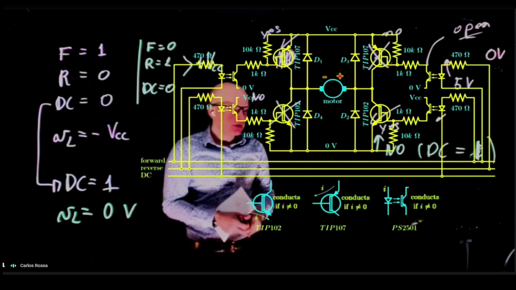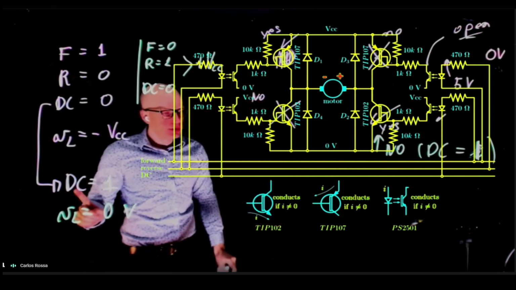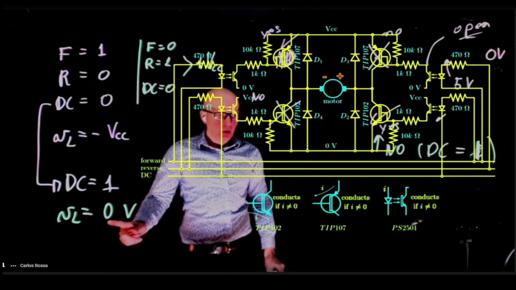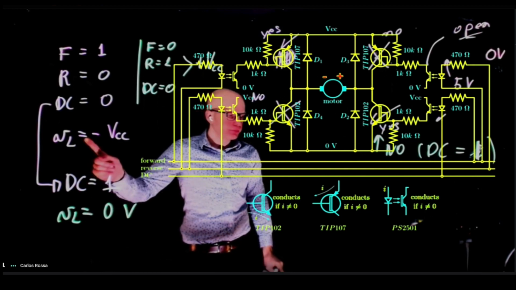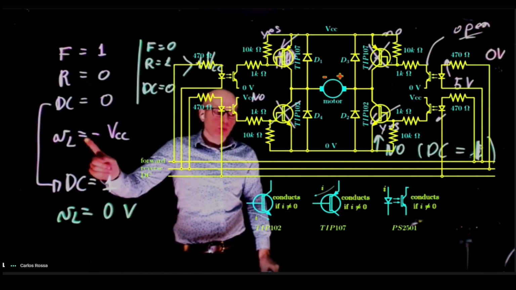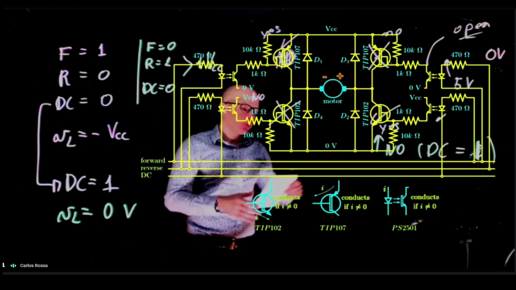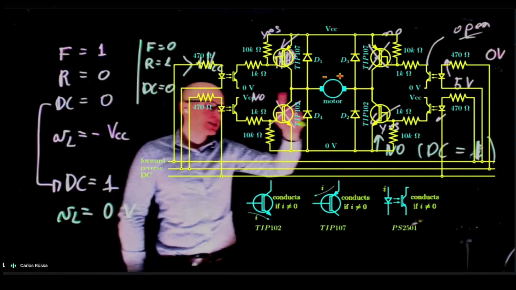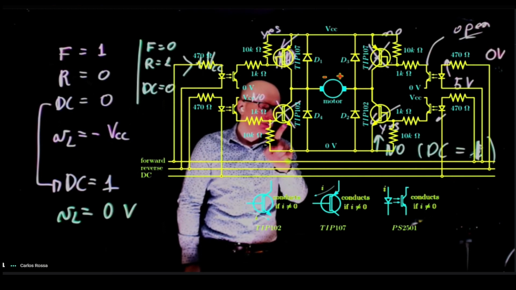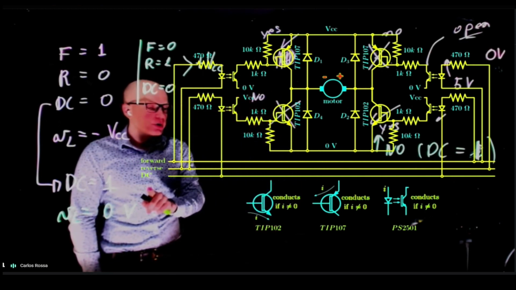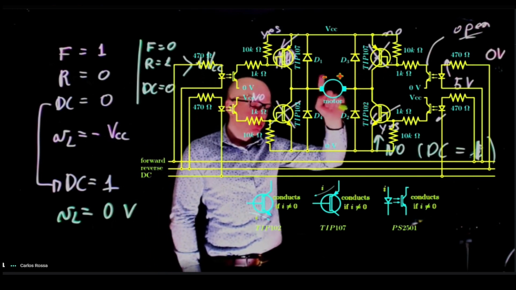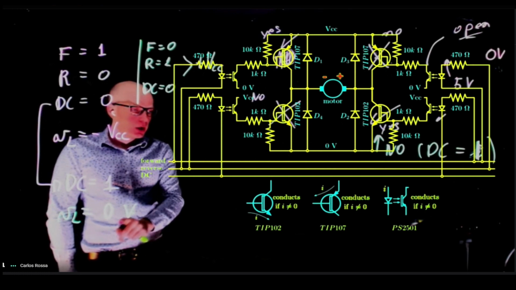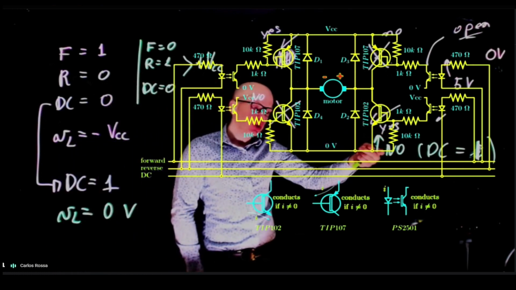Notice what actually defines what is conducting or not is also DC. When DC is 1, we have 0. When DC is 0, we have negative VCC. What does it mean? This means that this H-bridge, this inverter, works like that. We set forward and reverse to 1 or 0, depending on the sign of the voltage we want to apply to the motor. Again, we set forward and reverse to determine the sign of the voltage through the motor. We set duty cycle to 0 and 1 to see if we want to apply that voltage or 0.